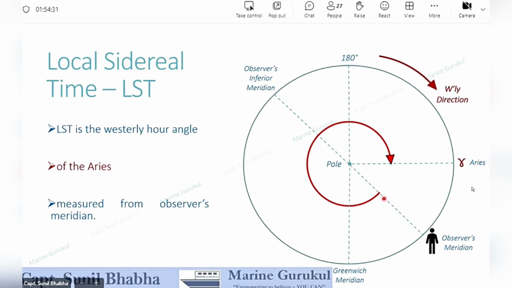So you see, starting from the observer's meridian, going in a westerly direction and going up to the first point of Aries, this angle gives you the local sidereal time. You can check it with the definition. LST is the westerly hour angle. You see it is measured in the westerly direction, which is the clockwise direction in this diagram. Of the Aries, you see it is measured up to Aries, and it is measured from the observer's meridian. The starting point is the observer's meridian. This is local sidereal time.